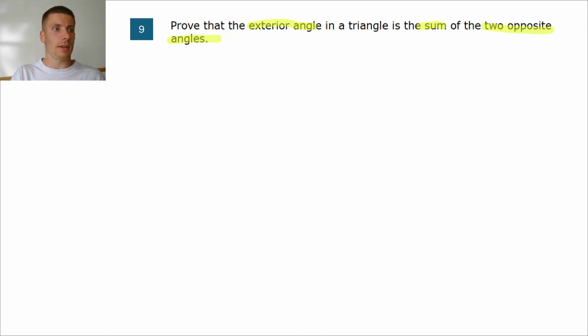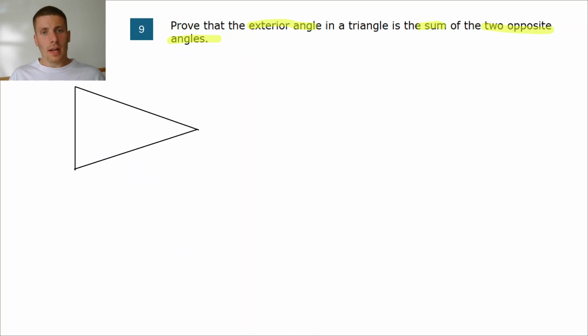If I draw a triangle just to visualize what is going on here, let's do it a bit bigger so you can see it clearly. So we've got this, and we've got this. The exterior angle in a triangle, let's choose an exterior angle over here. I'm going to define the exterior angle to be x. So this angle here, I'm going to write as x. The exterior angle is the sum of the two opposite angles, which are the two base angles, this one and this one over here. So I want to prove that x is the same thing as this and this.